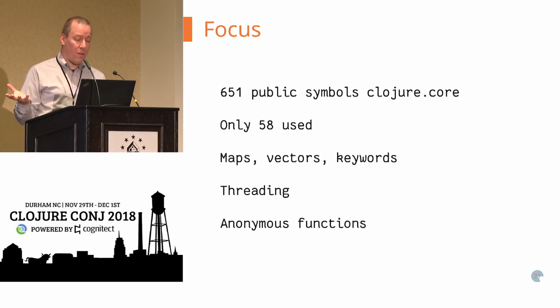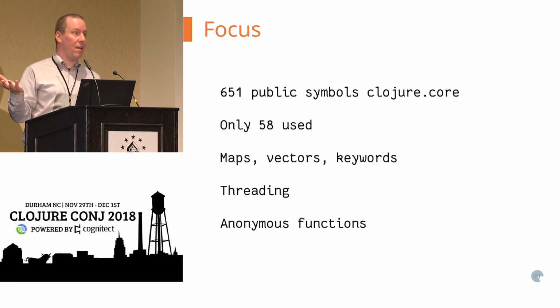Also related to focus, Clojure Core is a pretty big library. If you look at the cheat sheet, it can be kind of intimidating because there's a lot of stuff on here. There are 651 public symbols in Clojure Core. I did go through and look at every symbol that was used from Core in all of the code that my upstream teams wrote. There are only 58 that they actually used.